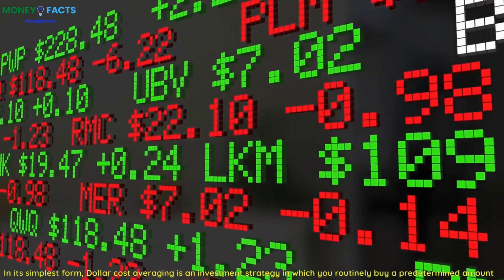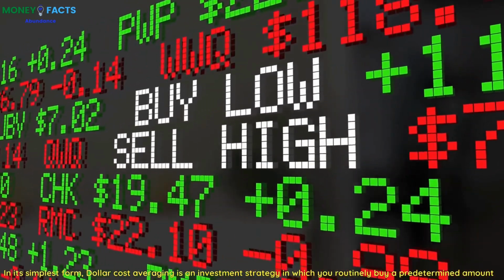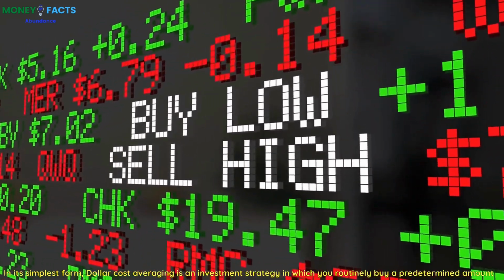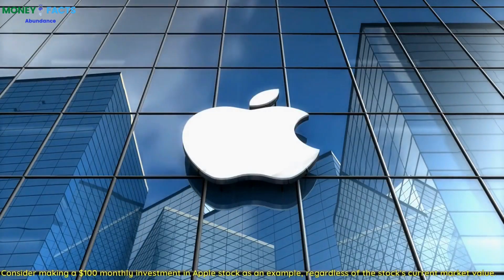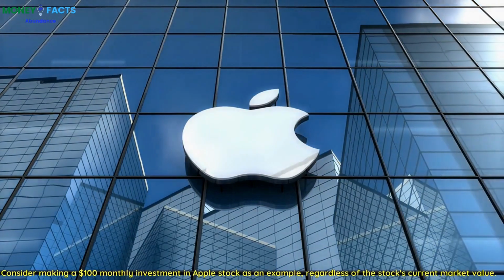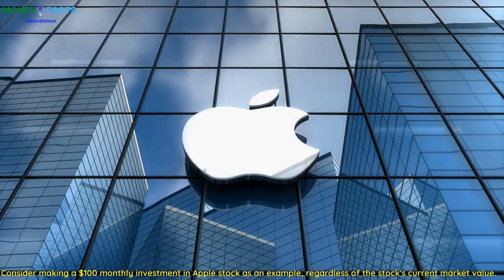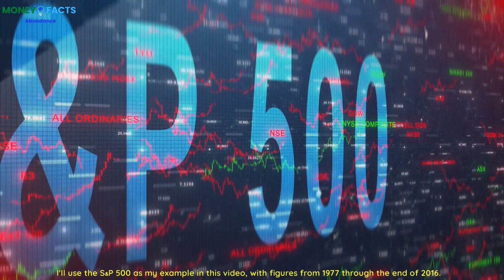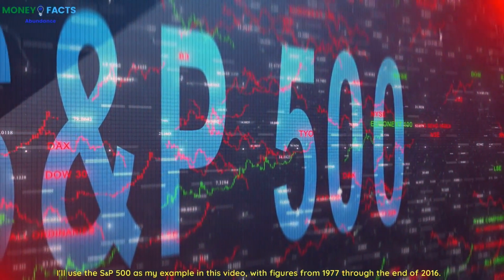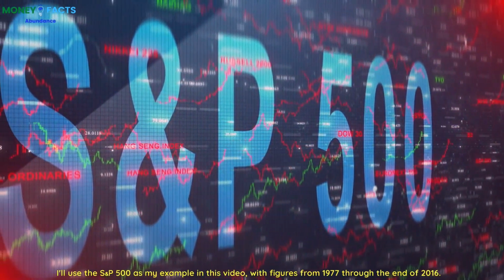In its simplest form, dollar cost averaging is an investment strategy in which you routinely buy a predetermined amount of a specific investment, regardless of its current price. Consider making a $100 monthly investment in Apple stock as an example, regardless of the stock's current market value. So let's look at how this works. I'll use the S&P 500 as my example in this video, with figures from 1977 through the end of 2016.